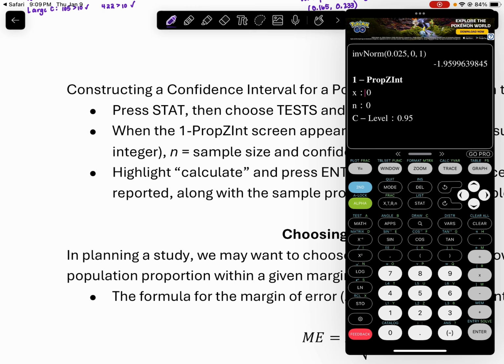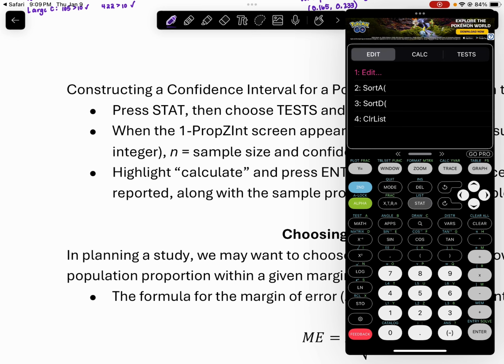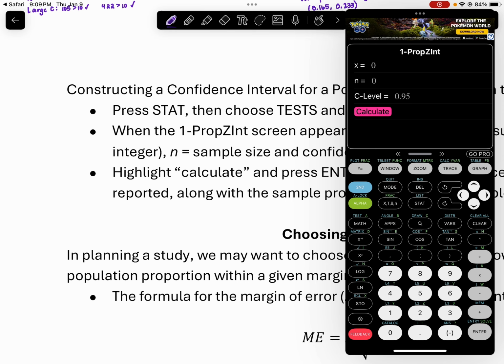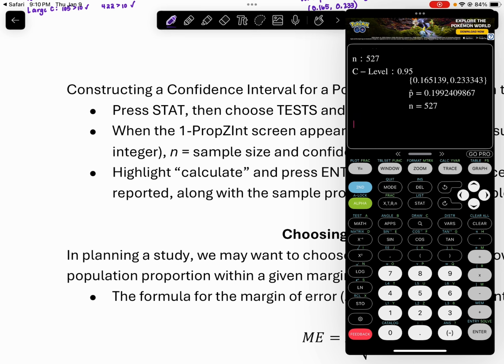So if I were to do this for the last problem, our x value was 105. We had 527 for our sample size. And yes, we did want a 95% confidence. So go down to calculate, hit enter. And you can see right there, it gave us the same confidence interval that we just found by hand.